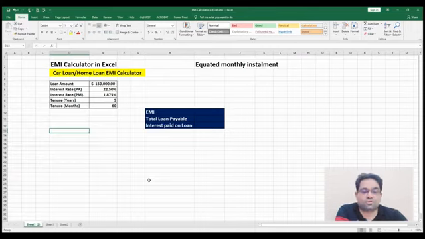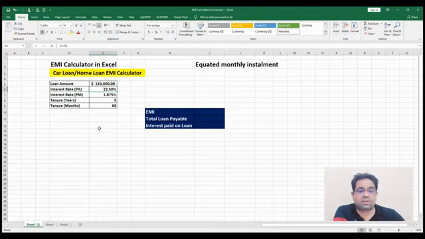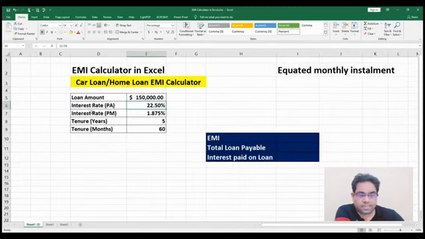One person goes for a loan of $150,000. The rate of interest in the bank is 22.5% per annum, and we have to convert this per annum into per month, because installments always go monthly, not annually. Now the tenure: for how many years do you take the loan? Suppose you are taking the loan for 5 years. You can choose any duration, because you decide according to your budget.